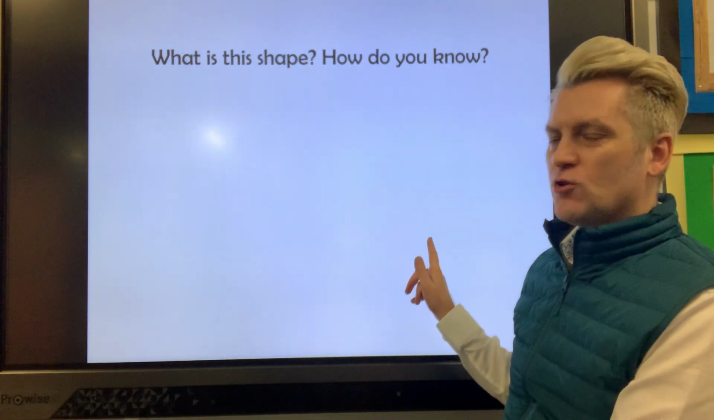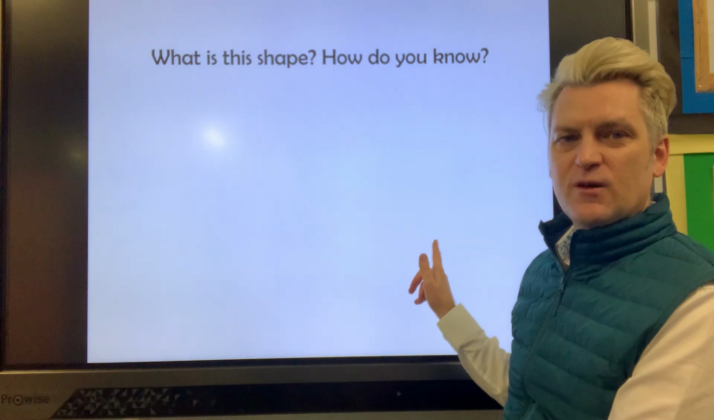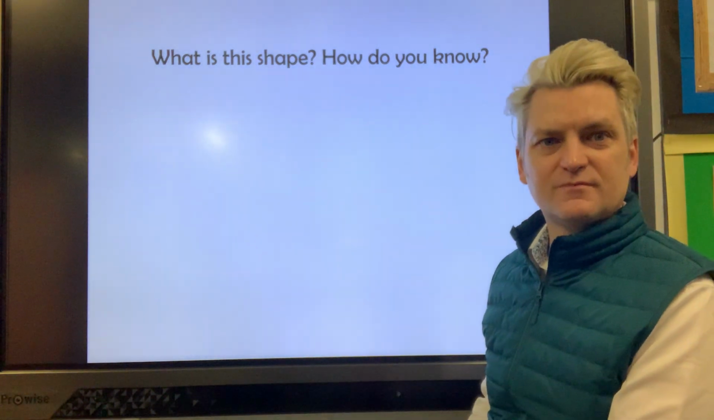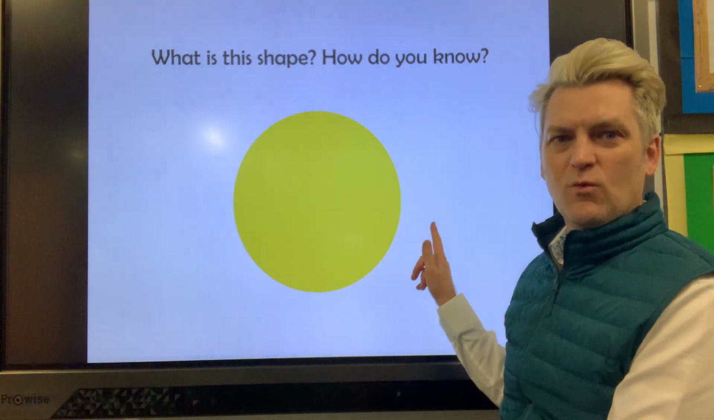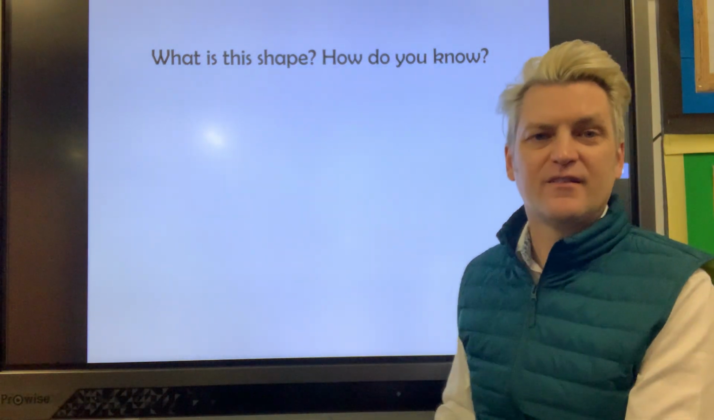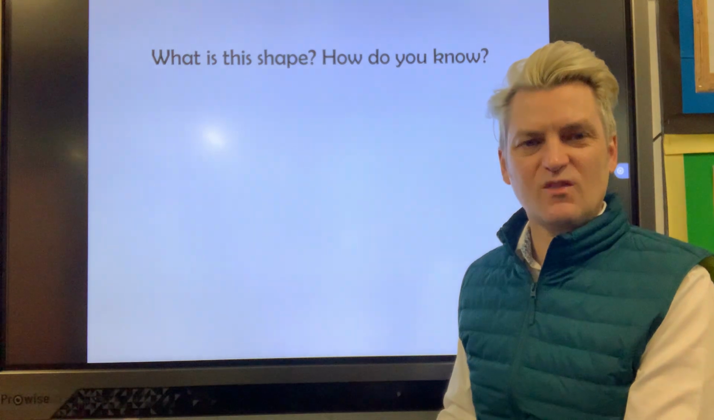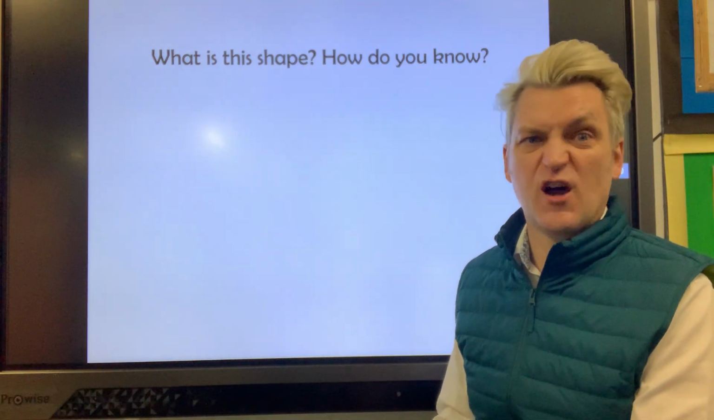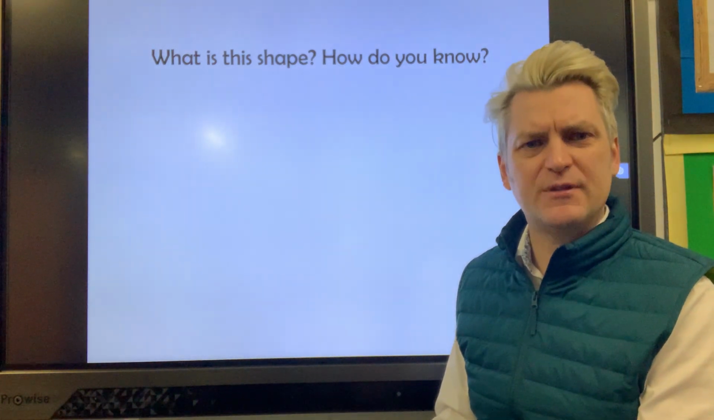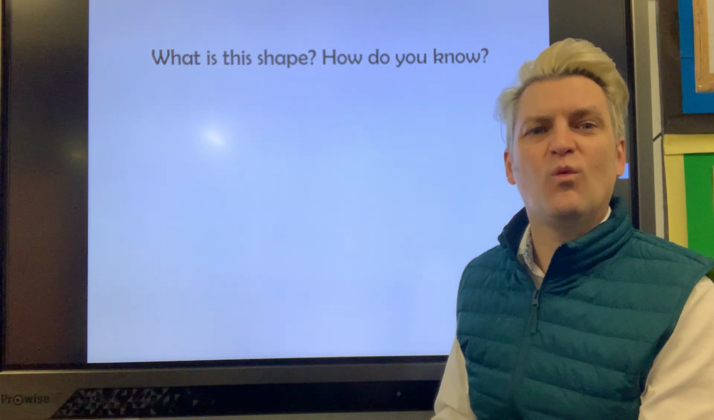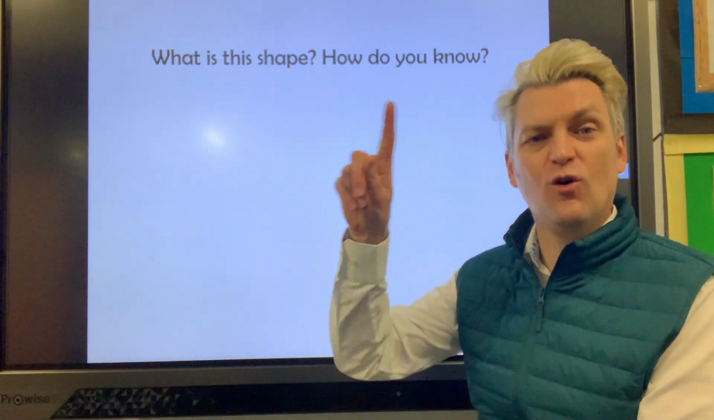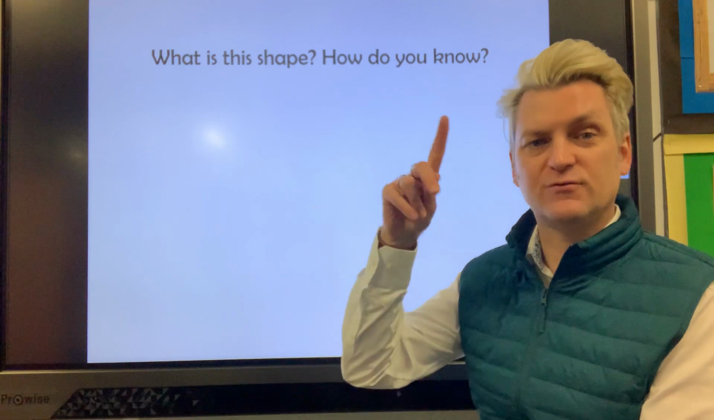Right, one more shape. Nice and easy, this one. There we are. It's gone. What was that shape? It was a circle. And remember, a circle has no corners, but how many sides? 1 curved side that goes all the way around.